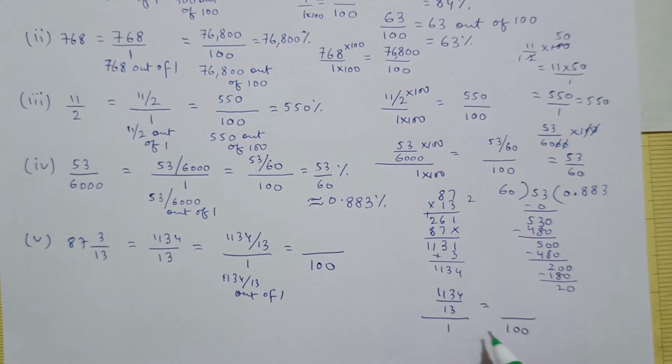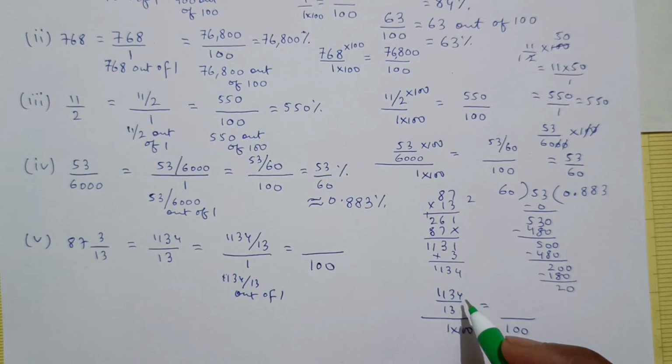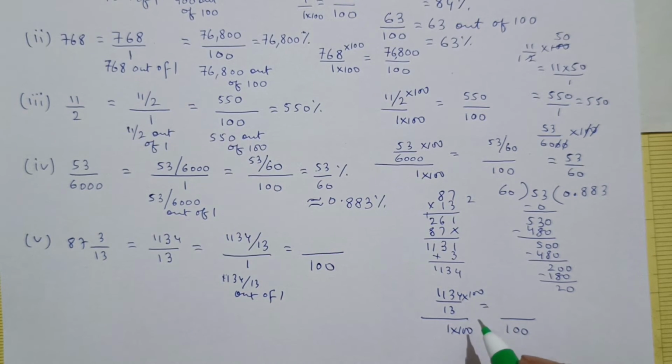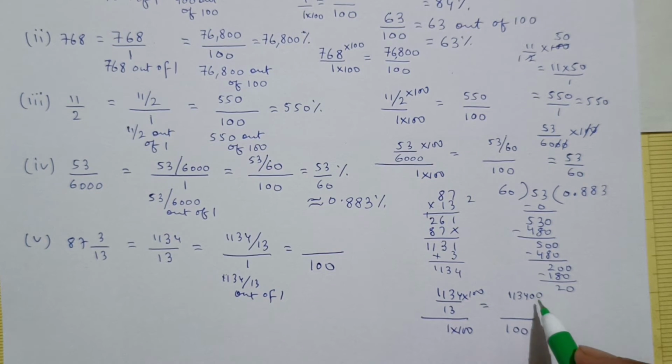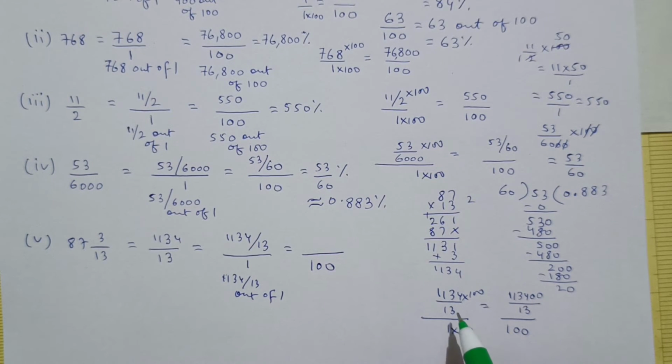So 1 into what is 100? 1 into 100 is 100. So I will multiply the numerator also with 100. Because I have multiplied the denominator with 100, I will multiply the numerator also with 100. 1134 into 100 by 13. So 1134 into 100 is 113400. So 1134 by 13 into 100 is 113400 by 13. So this much out of 100.